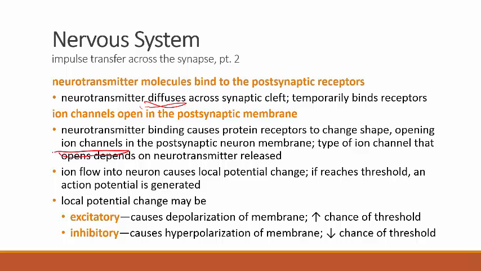But it all depends on the kind of stimulus that's received back here at the dendrite of, or even directly on the cell body of our postsynaptic neuron, because it can receive either excitatory or inhibitory stimulus. So if it is excitatory, then we open sodium and potassium channels.